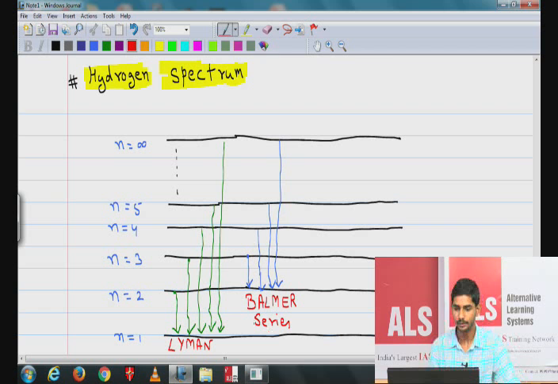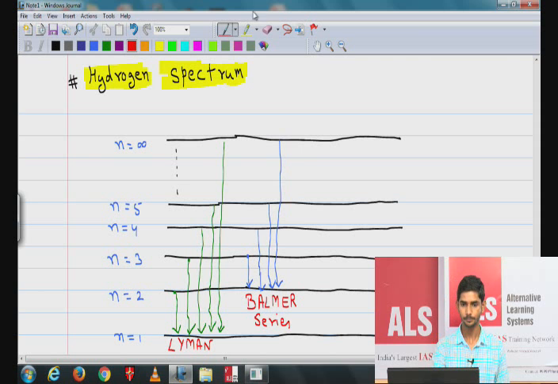So again, this was identified by the scientist Balmer. This phenomenon was observed by the scientist Balmer. That's why it is termed the Balmer series. So what do we have to remember in this case? It doesn't matter which orbit the transition starts from, but finally the transition ends at the second orbit. If this is satisfied, it will be part of the Balmer series.